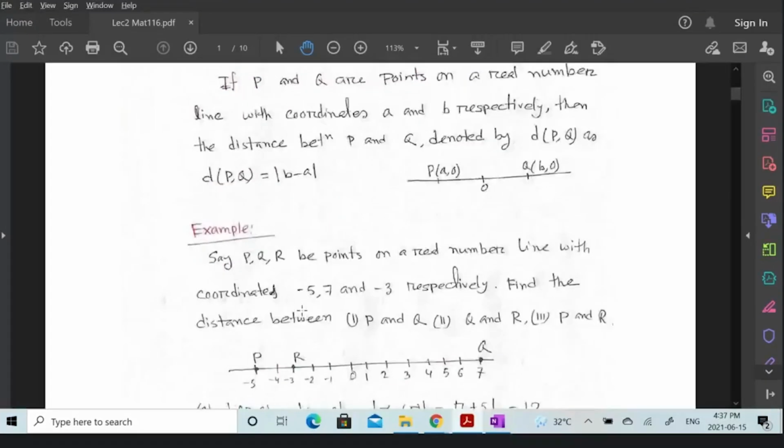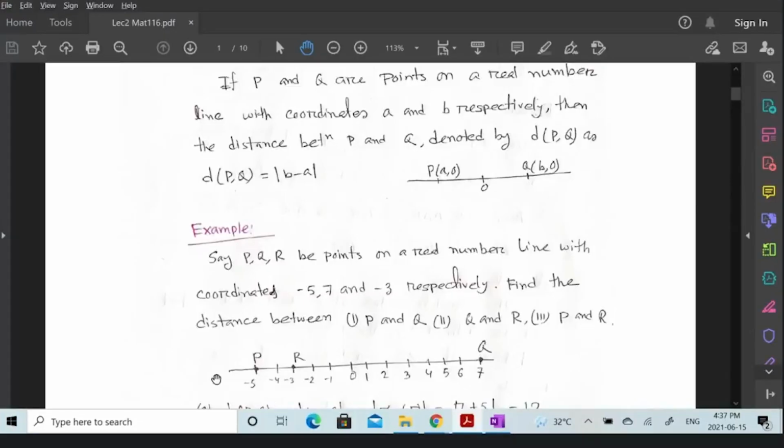Say for example, I'm telling you the coordinates for P. So P, Q, R points are on a real number line with coordinates -5, 7 and -3 respectively. That means the coordinate for P is -5, for Q is 7 and for R is -3. Find the distance between P and Q. Can you tell me please what is going to be the distance?